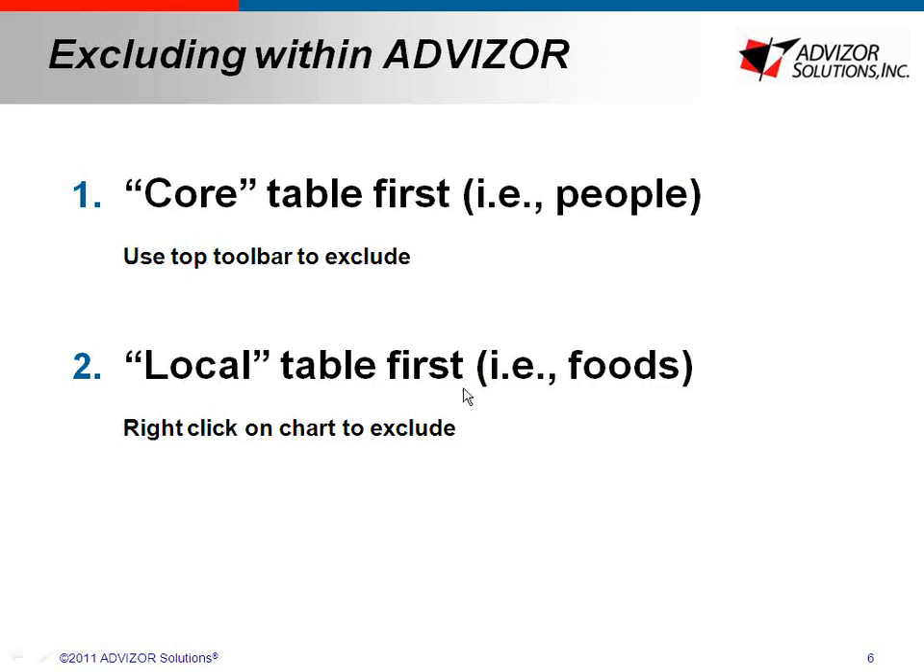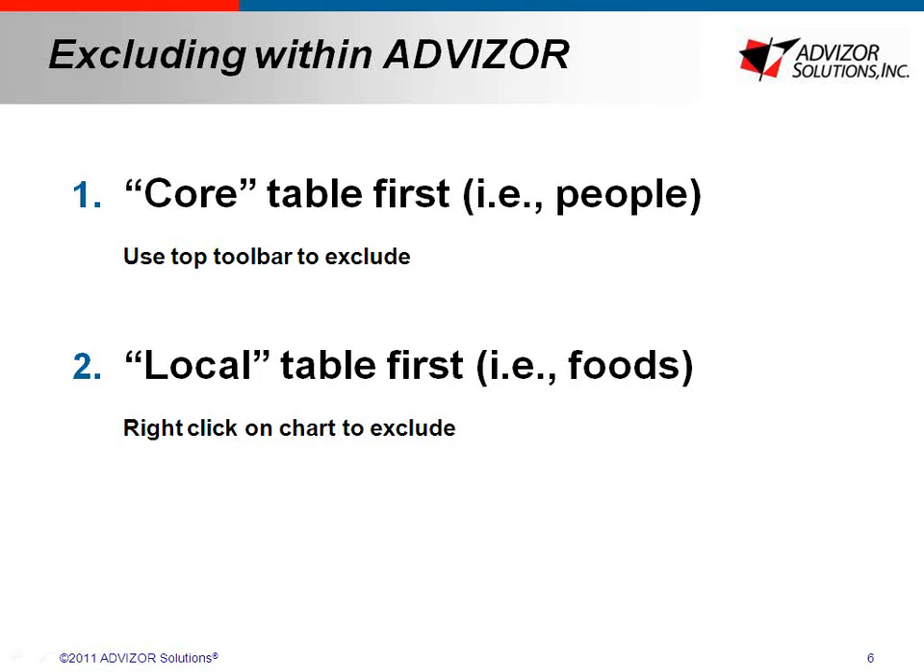Not always, but it's generally the case where the local table may have multiple records for each person. And so, in a typical example, the core table might be the people, and then you have a bunch of local tables, maybe degrees and sports and gifts and all kinds of things that relate back to the core table. But you still have that one-to-many relationship that we looked at with the people and the foods. And to exclude from the local table first, that's where you right-click on the chart that you want to exclude from and exclude first at that level.